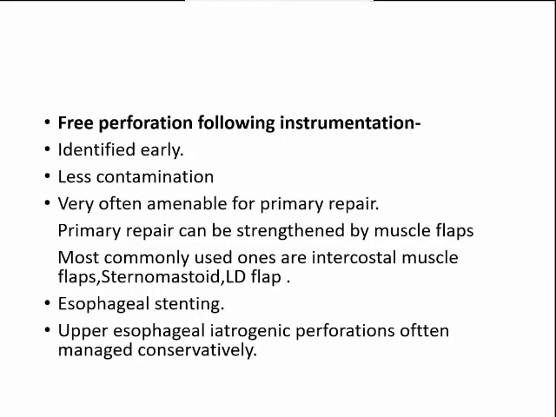So you need to separate the intercostal muscle from the lower border of the upper rib, along with the neurovascular bundle from the upper border of the lower rib, and dissect it posteriorly as far as possible so that you will get an adequate length. And then you buttress the primary repair circumferentially with the muscle flap.